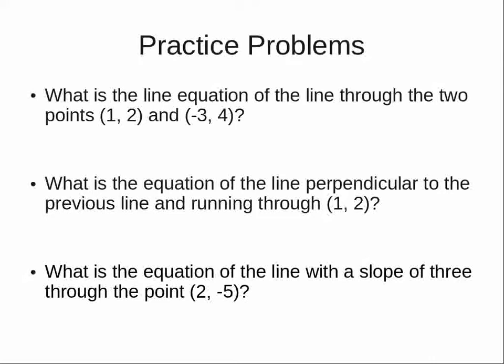Next topic and next practice problems. What's the line equation of the line through the 2 points (1, 2) and (-3, 4)? Second question. What's the equation of the line perpendicular to the previous line and running through (1, 2)? What's the equation of the line with a slope of 3 through the point (2, -5)? As before, stop the video and try those now, please.